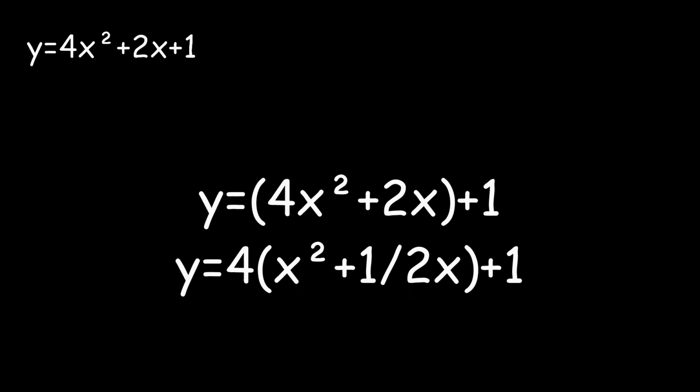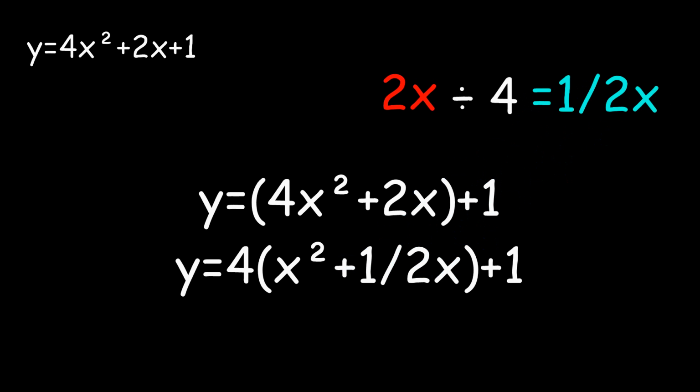How did we get 1/2 x? Well, as you can see, 2x, and then we divide that by 4. We take away the 4 from it. So, that would be 1/2, because 1/2 of 4 is 2.